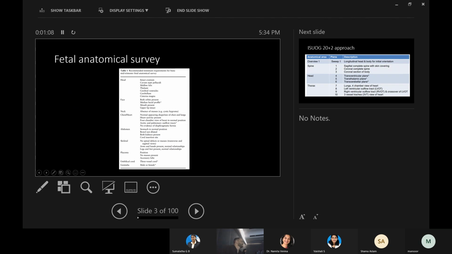Then they came up with the extended basic, which is also mandatory to be done. That is the great vessels, how we look for them: three vessel view, three vessel trachea view, the arch views, all that we'll see next. Then in the abdomen, you will look for the position of the stomach, which will decide the laterality, and the bowel, kidneys, the cord insertion, skeletal, the spine and the limbs. Then at the end, look for the placenta, cord, and also look for the genitalia.